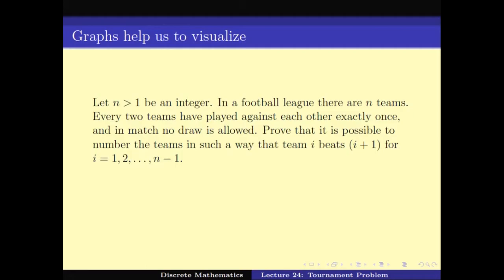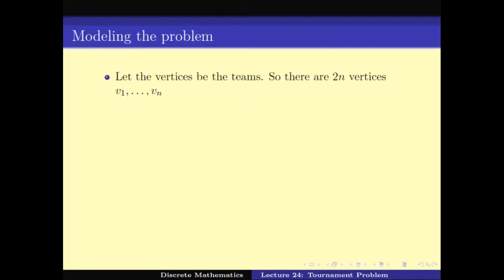So to formalize this as a graph theory problem, we have to first set up a graph. So of course, let there be n teams. Sorry, this is not 2n, this should be just n. There are n teams, so let there be n vertices v1 to vn. And we draw an edge from vi to vj if vi defeated vj, that is, team vi defeated team vj.